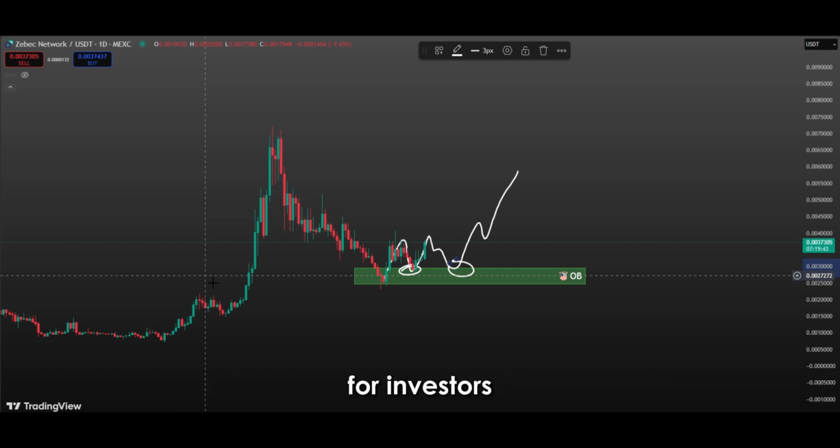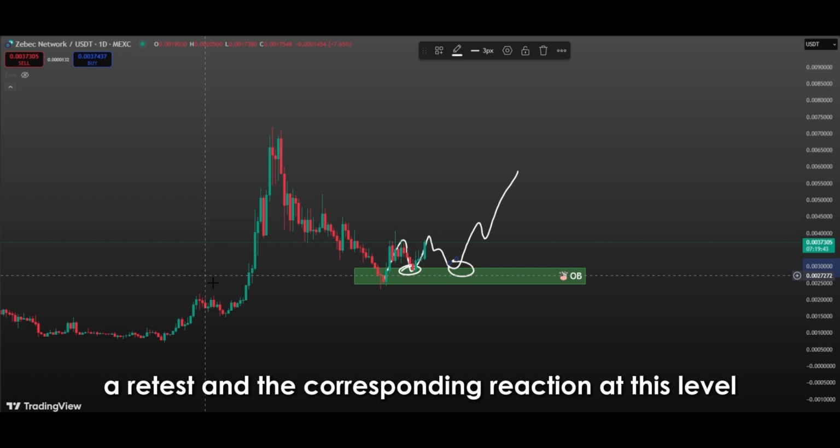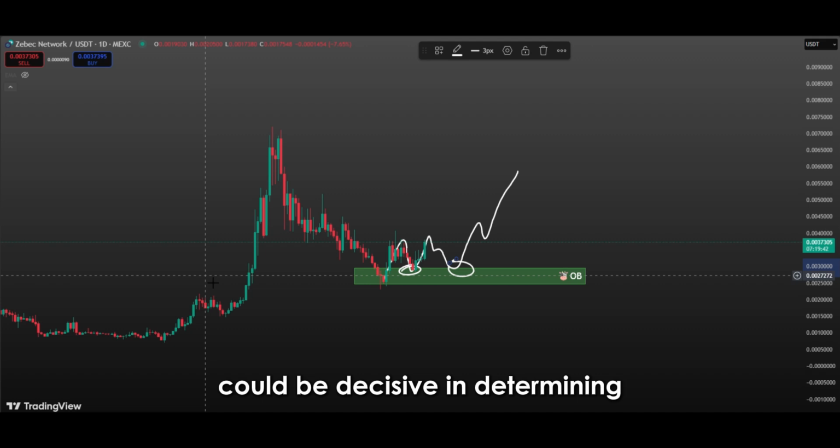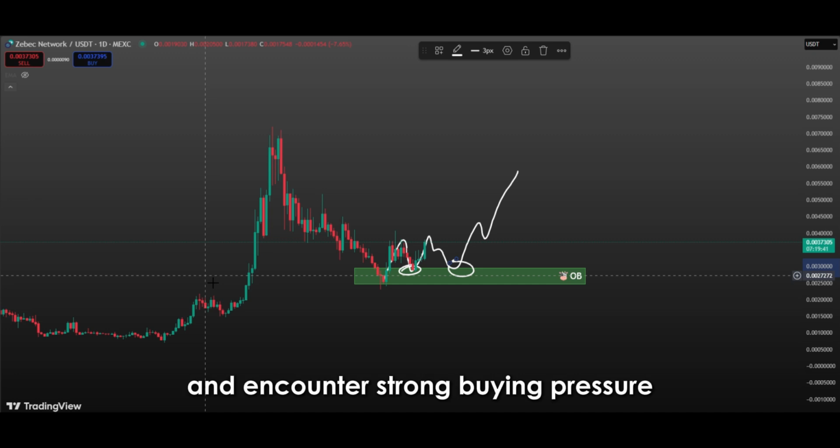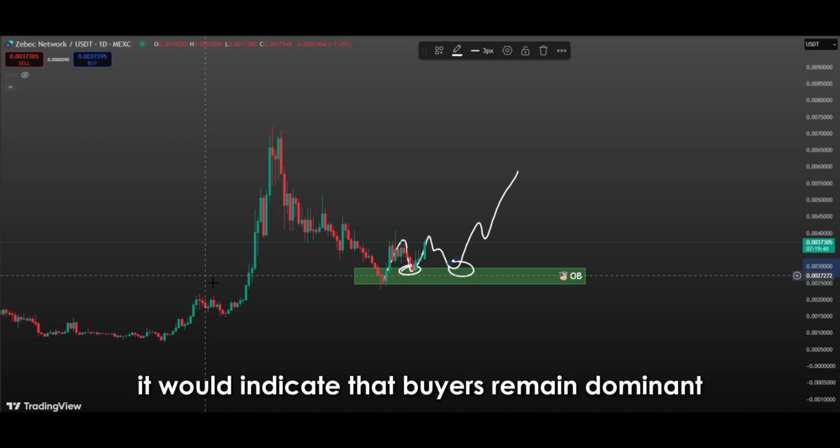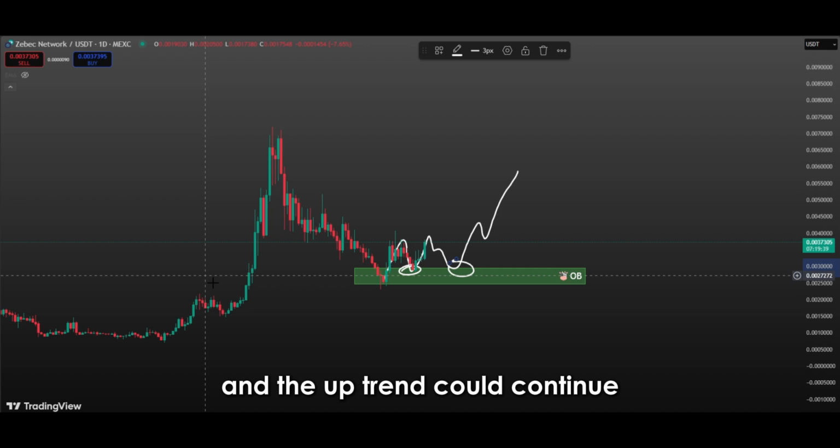Considering that price previously reacted strongly from this level, it represents a highly important observation and strategy zone for investors. A retest and the corresponding reaction at this level could be decisive in determining the market's future direction. If price revisits this level and encounters strong buying pressure, it would indicate that buyers remain dominant and the uptrend could continue. However, a breakdown of this zone could signal a potential trend reversal or a deeper correction.